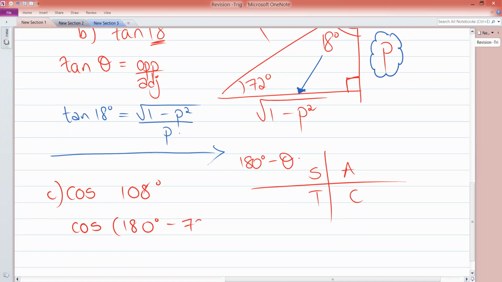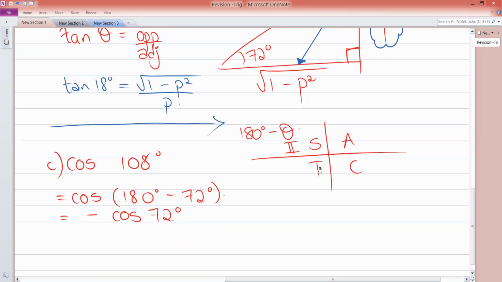72 degrees, right? So to reduce that, it's in the second quadrant, and only sine is positive in the second quadrant. That means when we reduce it, it becomes negative cos 72 degrees. It becomes negative because only sine is positive in the second quadrant. So we have negative cos 72 here.